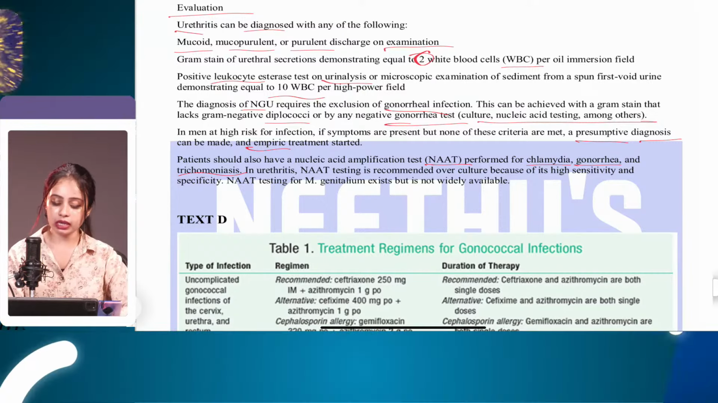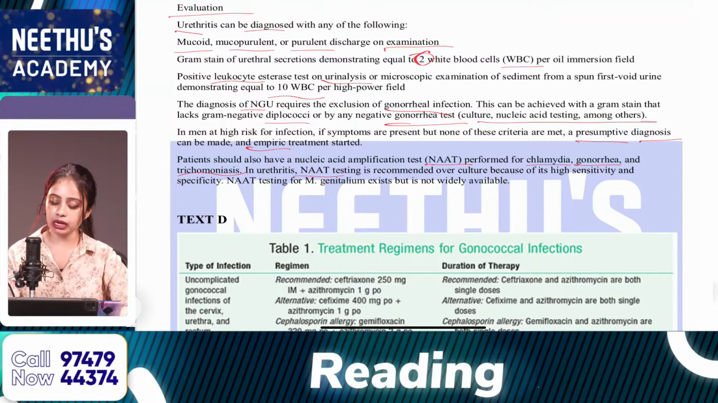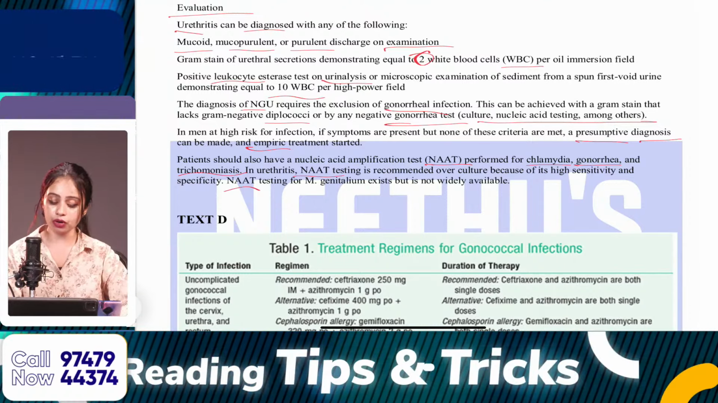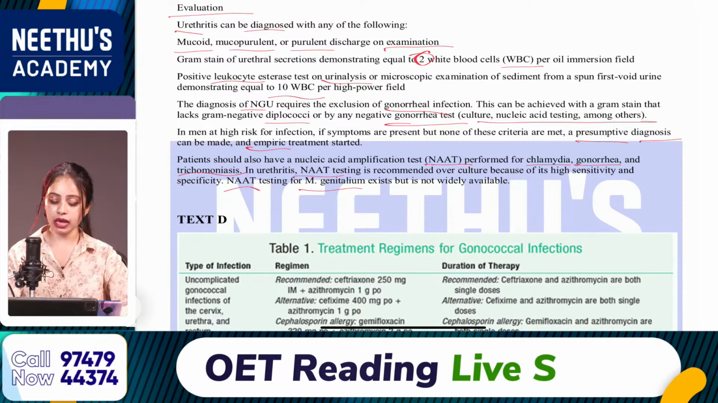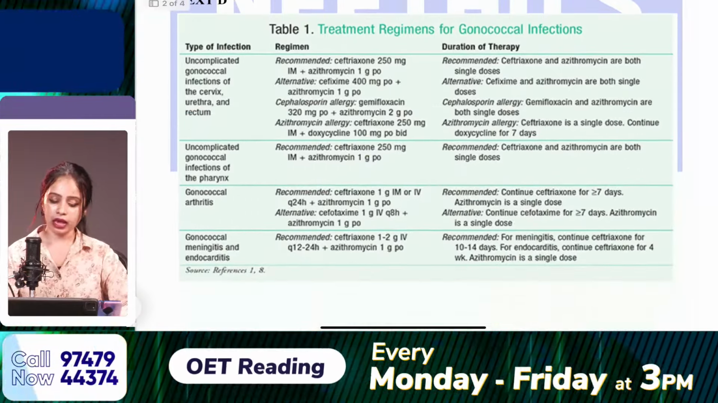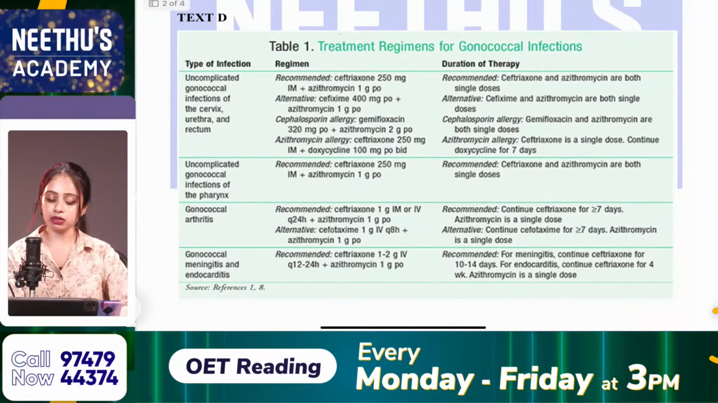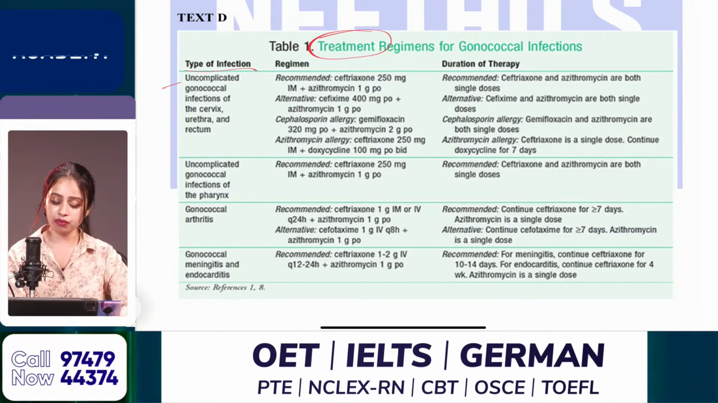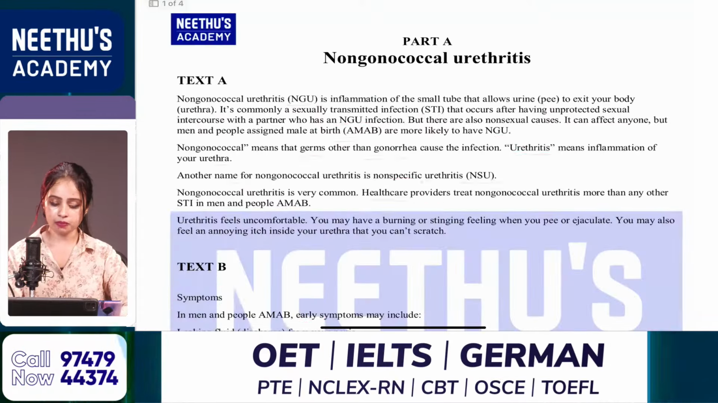Patients should also have nucleic acid amplification test, or NAAT, performed for chlamydia, gonorrhea and trichomoniasis. In urethritis, NAAT testing is recommended over culture because of its high sensitivity and specificity. Then NAAT testing for M. genitalium exists but is not widely available. And text D, it's all about the treatment, okay? A lot of treatment measures are mentioned by type of infection, so everything is important.